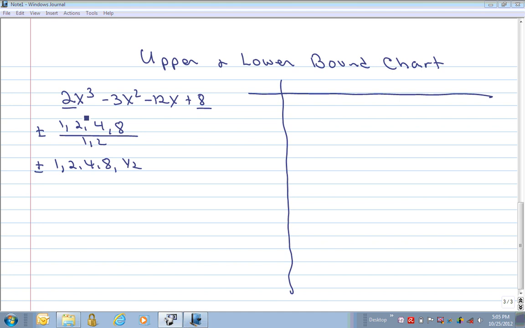The first thing we're going to do is fill in our chart at the top for synthetic division. We have a cube, a square, a single, or x, just a plain x, and then we have a constant. So let me put my coefficients down. That would be 2, -3, -12, and 8. And of course, we're going to start our chart with 0. That means that if we plugged a 0 in for all the x's, our output would be 8. So our ordered pair over here would be 0, 8.